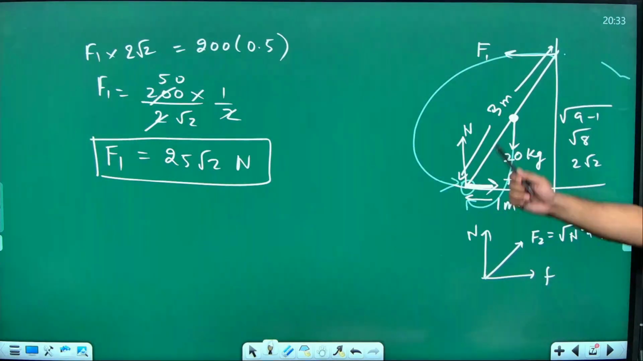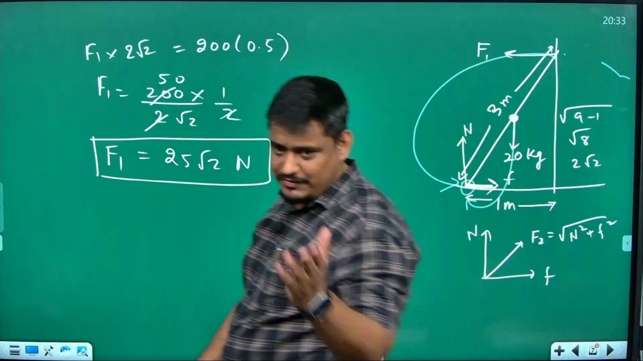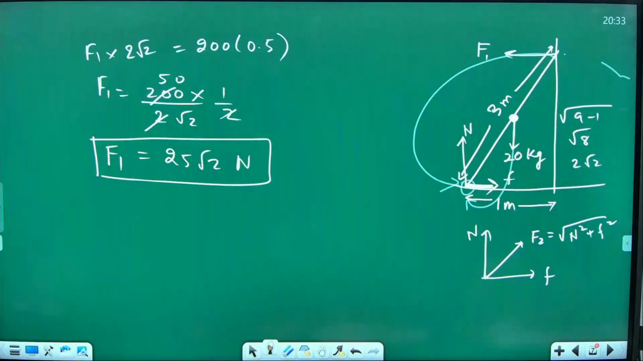F1 is same as what I got or different? Multiply by 20, it will come. If you do 1.4, it will come as what is given in the book. Okay, fine, correct. Now to find the value of F and F2, F2 we can find only if we have the value of what? N and F.